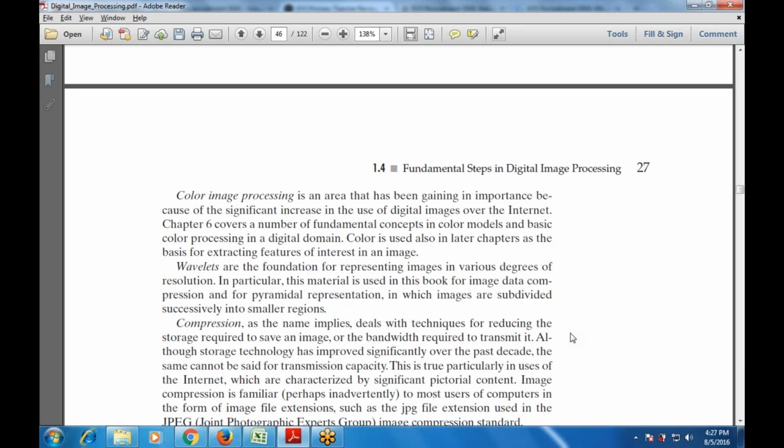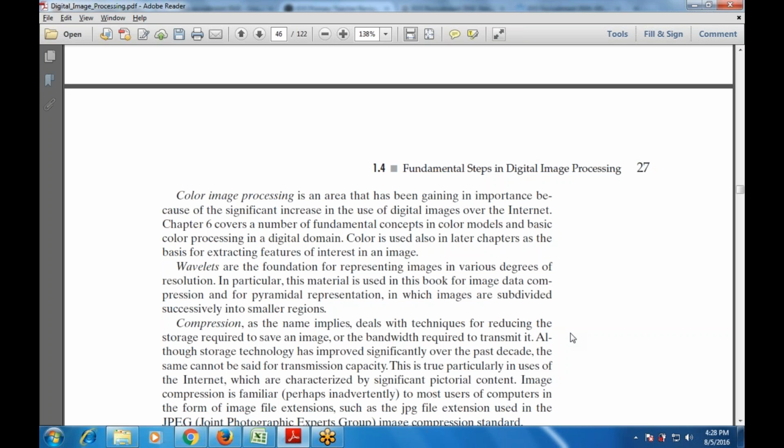Now the next one is compression. As the name implies, compression deals with techniques for reducing the storage required to save an image, or the bandwidth required to transmit it. That means we can reduce the size of the image. Although storage technology has improved significantly over the last decade, the same cannot be said for transmission capacity.